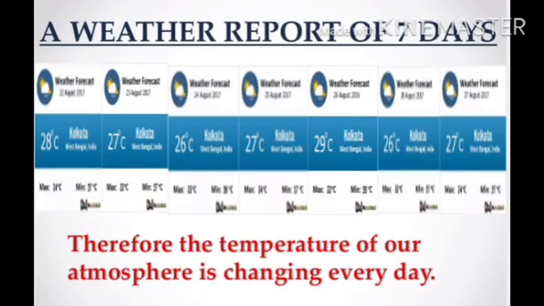Now a weather report of 7 days. This is 28 degrees Celsius, 27 degrees Celsius, 26 degrees, 27, 29, 26 and again 27 degrees Celsius. Therefore, the temperature of our atmosphere is changing every day. I want every student to write a weather report of the next 7 days in their classwork copy.